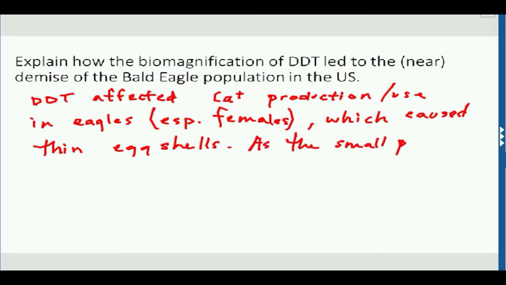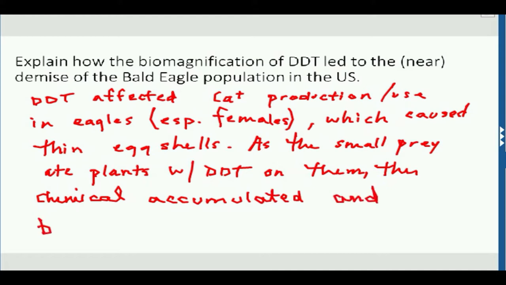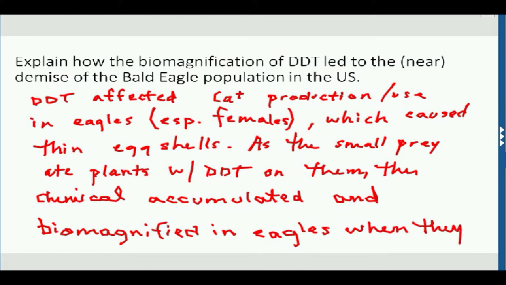Small prey ate plants with DDT on them, and the chemical accumulated. And it biomagnified in eagles when eagles ate the prey.